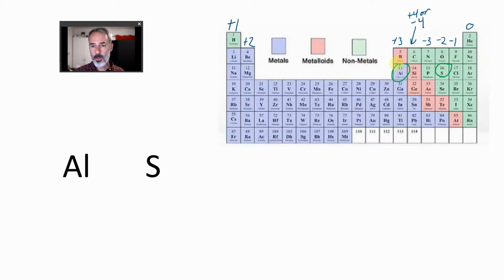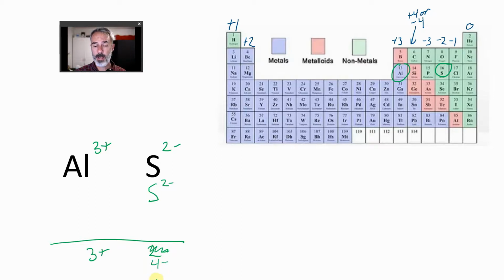Well, aluminum, according to the periodic table, is 3 plus. Sulfur is 2 minus. Now this one's a little bit tricky. If you got stuck on this one, watch what happens here. This is 3 plus. This is 2 minus. Clearly we need more negatives, right? We don't have enough negatives. But I can't do sulfur 1 minus because that's not the charge of sulfur. Sulfur is 2 minus.